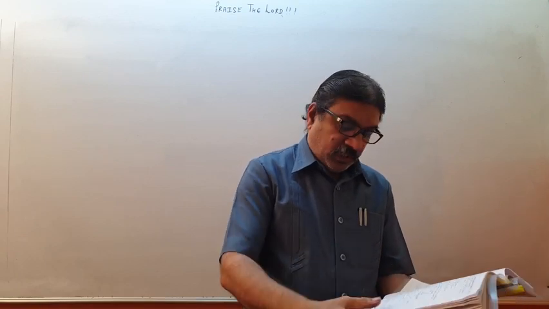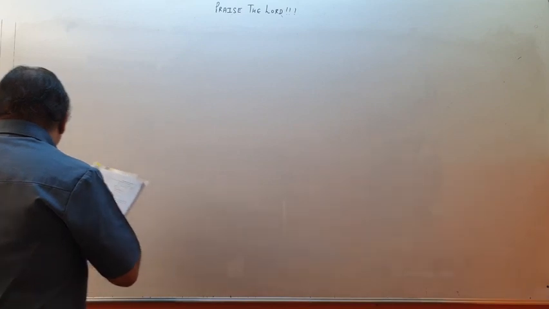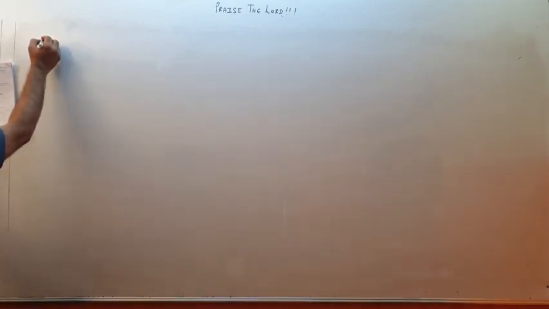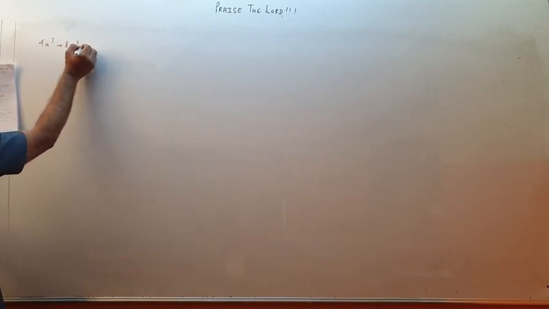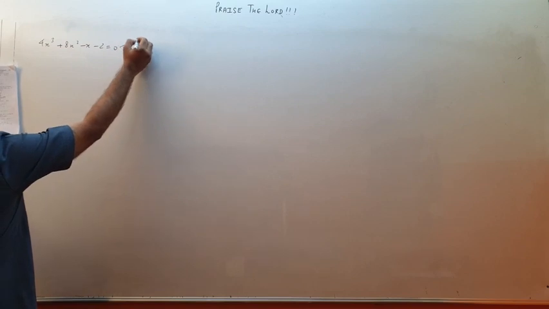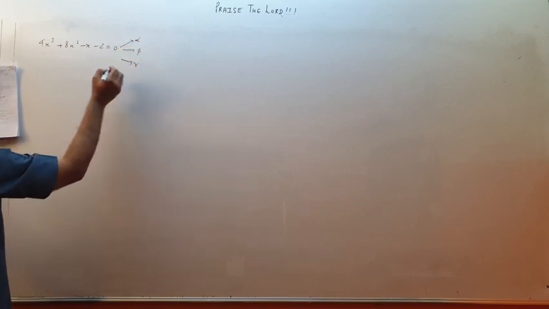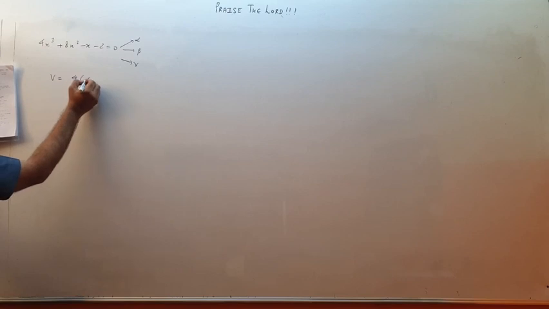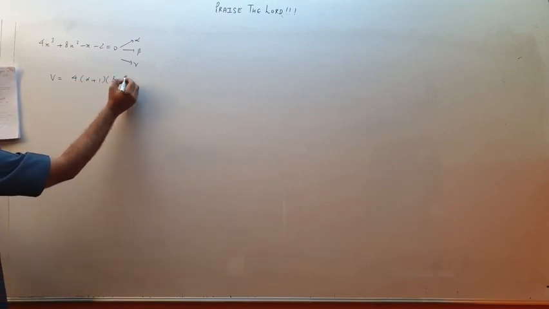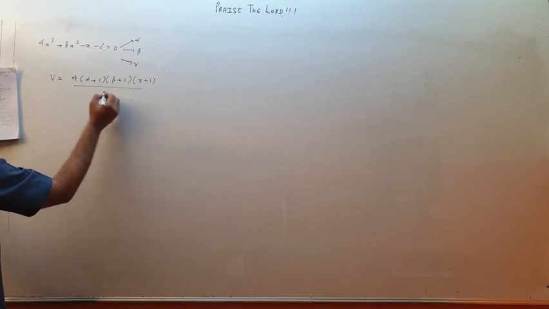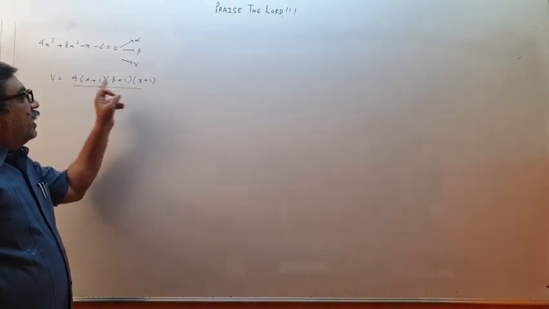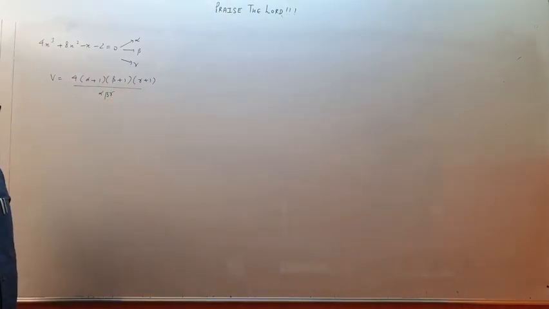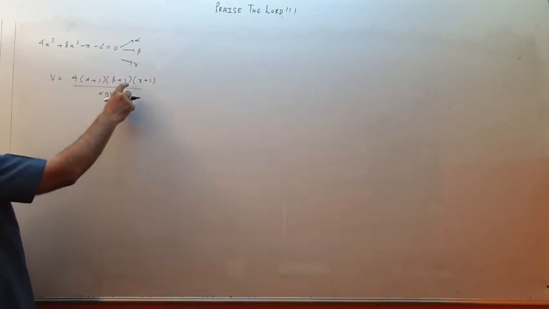Next sum. See, alpha, beta, gamma are roots of this equation: 4x cube plus 8x square minus x minus 2 equal to 0. Its three roots are alpha, beta, gamma. It is told to me. We have to get the value of 4 into alpha plus 1, beta plus 1, gamma plus 1 upon alpha beta gamma. So children, we can expand this and we will get 8 terms. Then we have to see what all are required. It will be very cumbersome, very tedious also. And I told you, same number is added to alpha, beta, gamma.